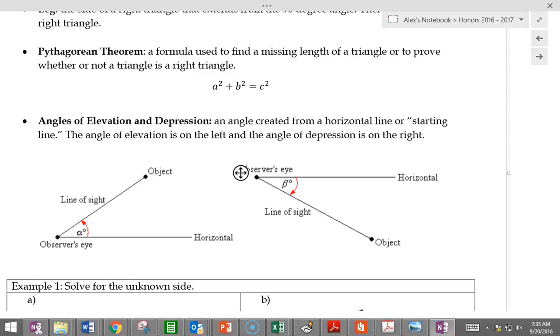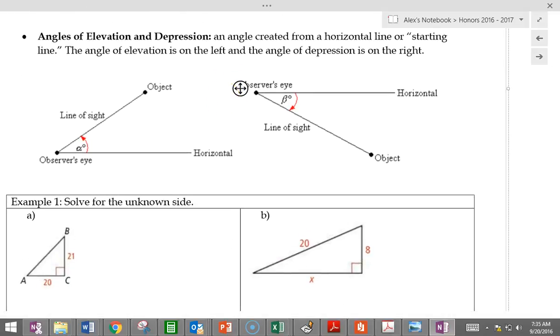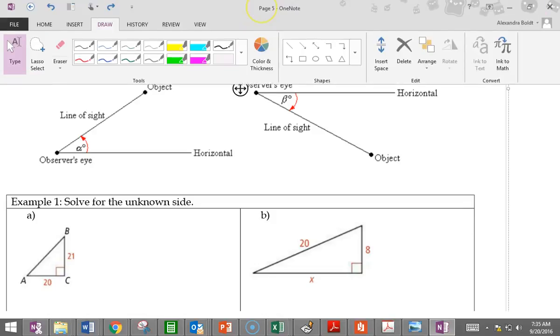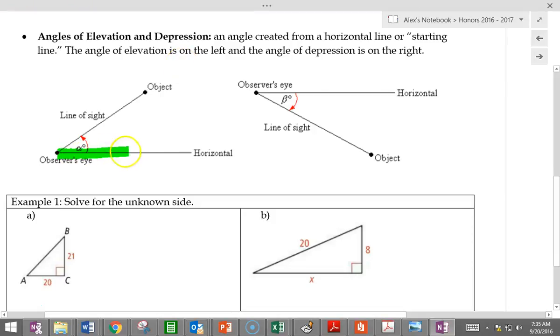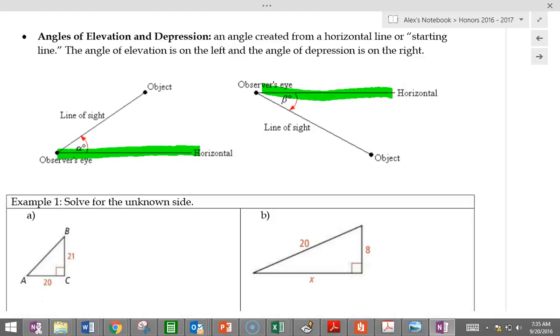And finally, angles of elevation and depression. This is going to be super important within our word problems so that we know which angle they're talking about. So the angle of elevation goes up from the horizontal, and the angle of depression goes down from the horizontal. The most important thing is both of these go from the horizontal line. We never go from a vertical one.